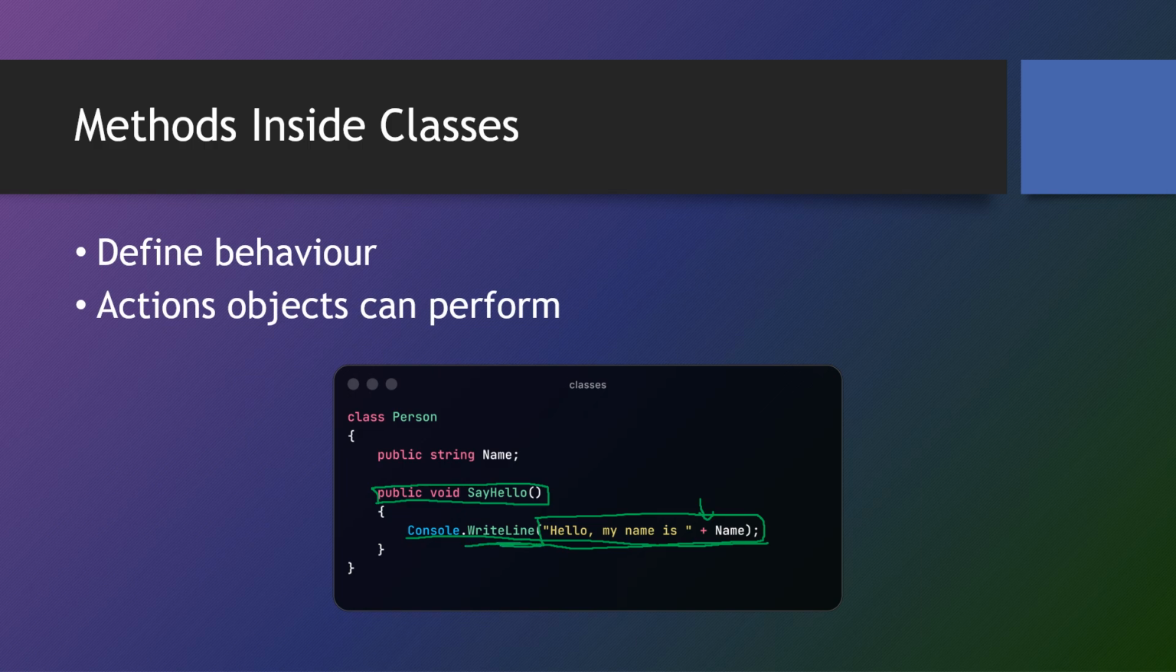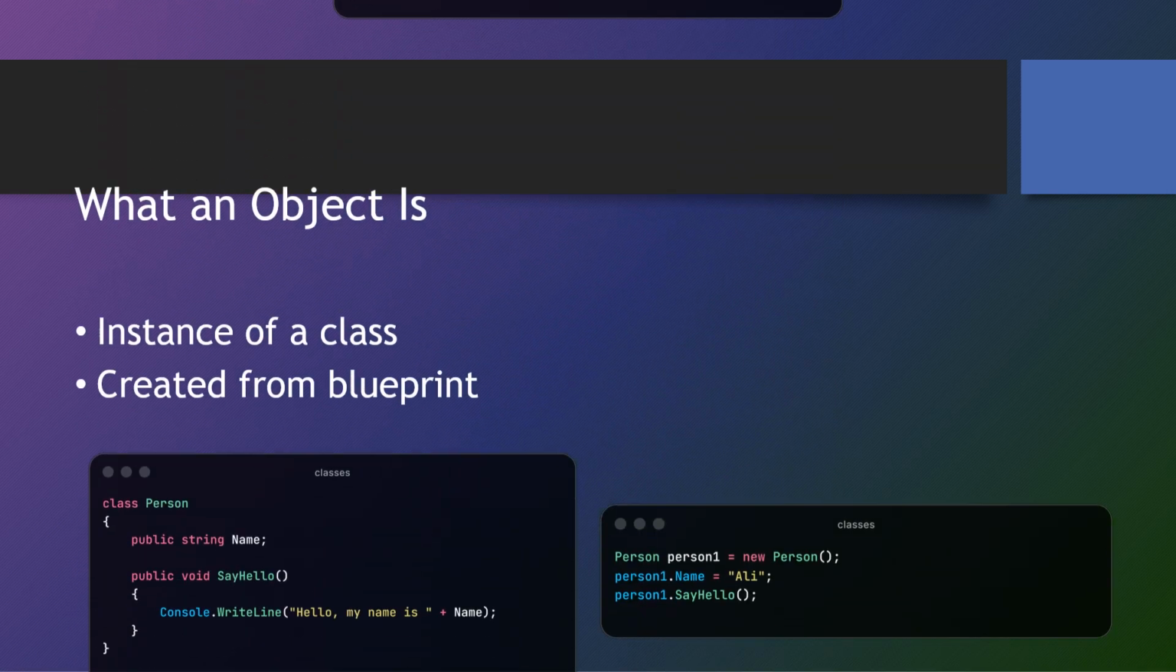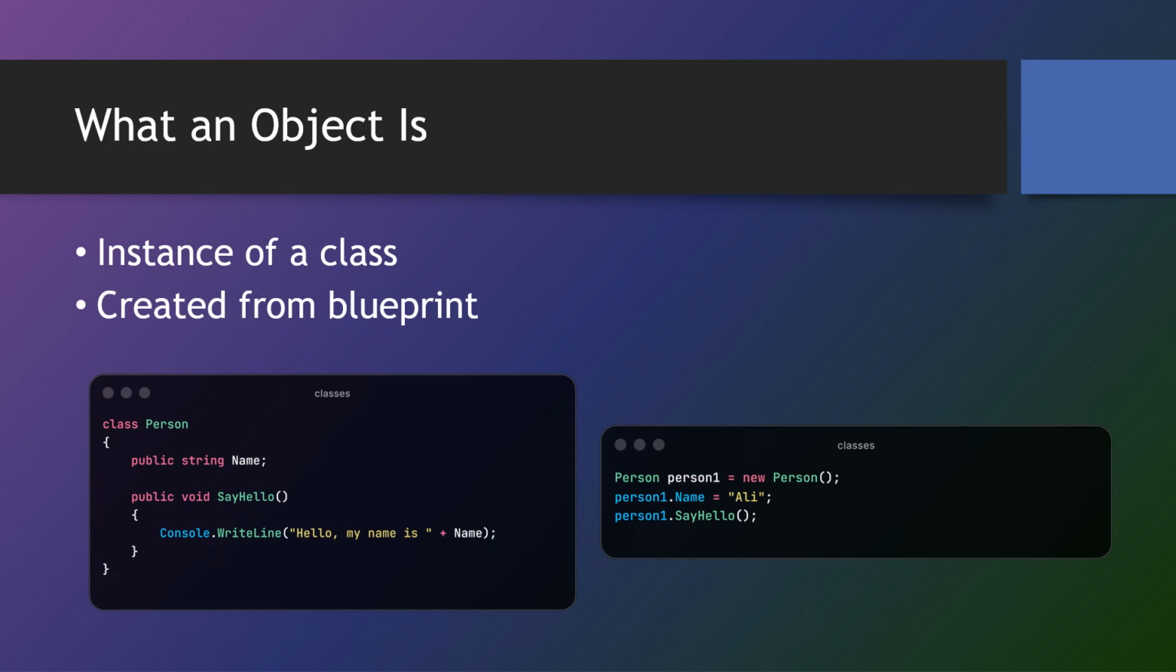When an object is created, this is critical. A class is just a blueprint. An object is the real thing. When you create an object, C# builds a new instance based on the class. Each object has its own data and access to the class methods. Multiple objects can be created from the same class, all independent of each other.